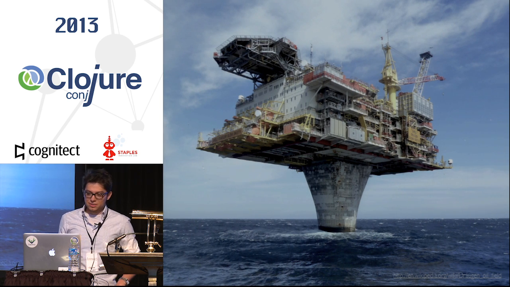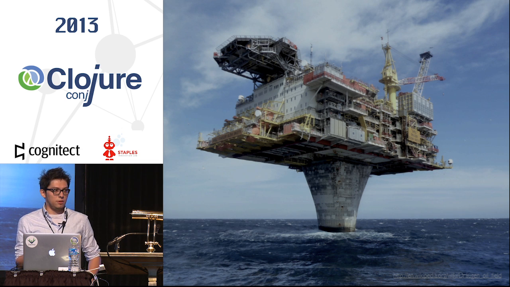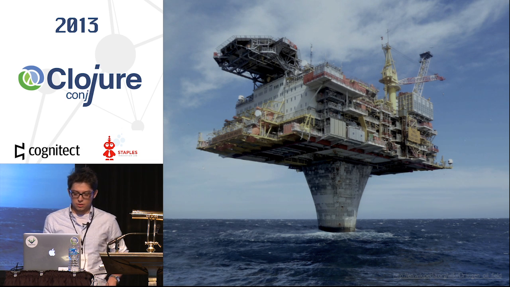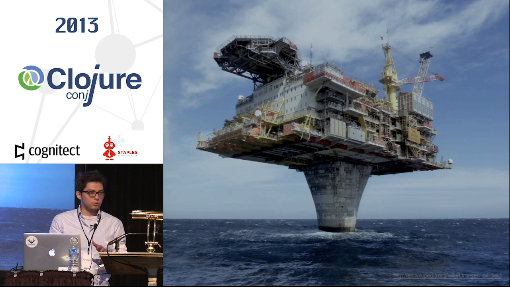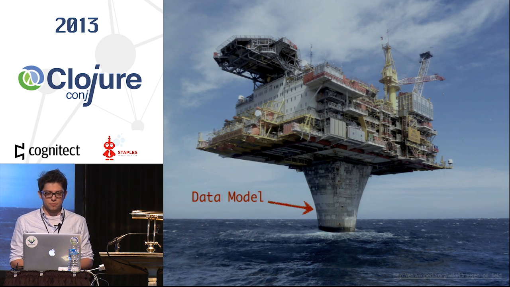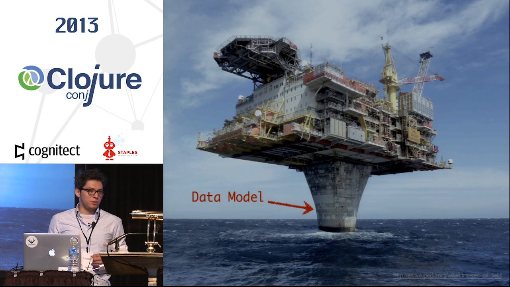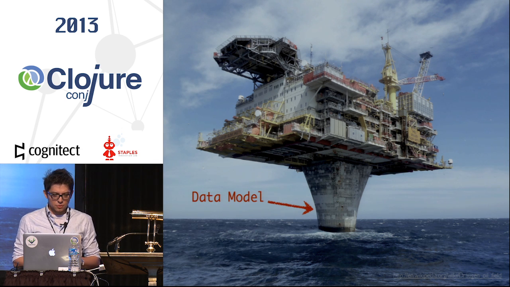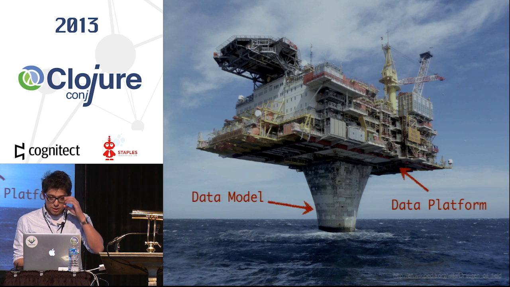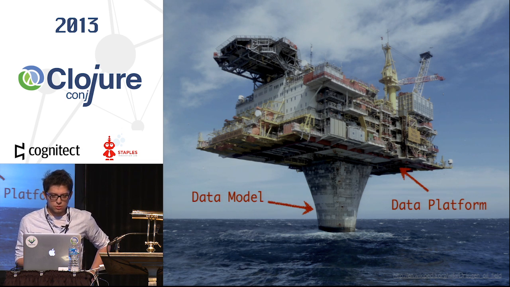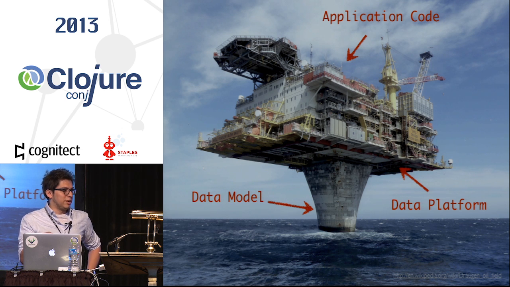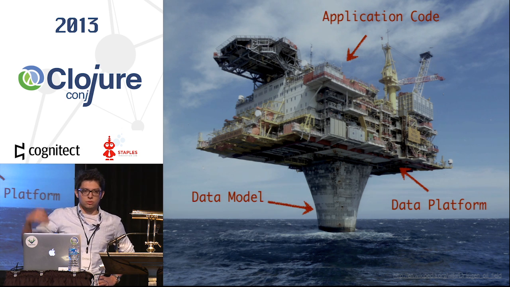So this is a real photo of an oil platform. It's in the Norwegian Sea, and it's called Dragon. And when I look at software systems, I sometimes like to look at this picture, and that's your data model. What I call a data platform is that thing that is on top of that data model. And the rest of the application code is what you see on top.